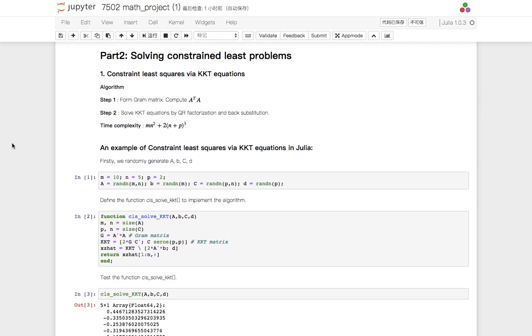The first method is using KKT equations. The algorithm of solving CLS by KKT has two main steps. The first step is to form the Gram matrix. The second step is to solve the KKT equations by QR factorization and back substitution.